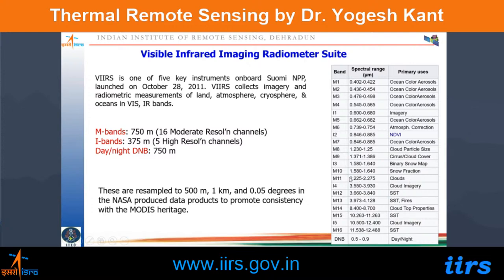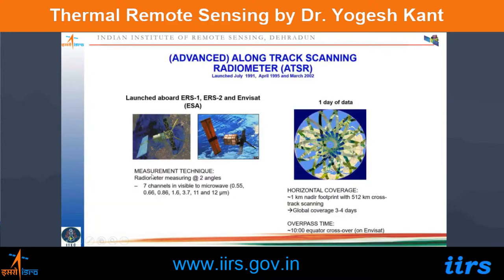So if you see these channels, 3.5 microns, this is cloud, sea surface temperature, land surface temperature, and the cloud properties. So all these can be used. Then ASTER, this is the Advanced Along Track Scanning Radiometer. So these have 7 bands, 4 in visible infrared, and 3 in middle infrared and thermal infrared with the 1 kilometer resolution.